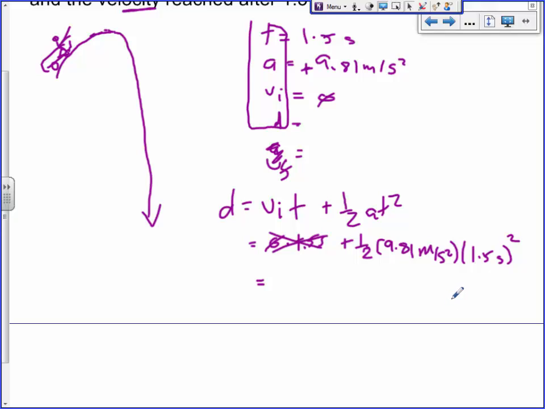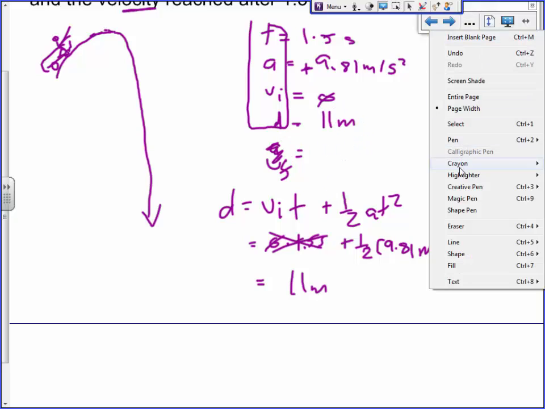You have an answer? What did you get? 11 with 2 sig digs? Yeah. Cool. Okay. Well, we now know the distance was 11 meters. And we want to try to find that final velocity.